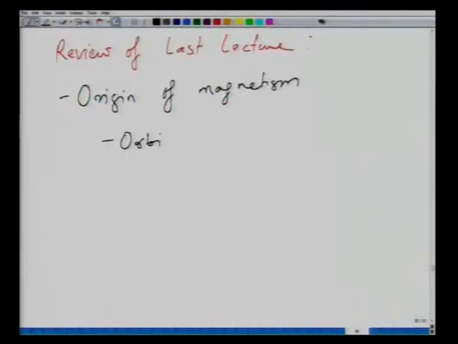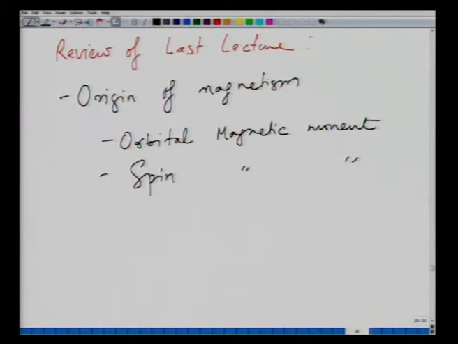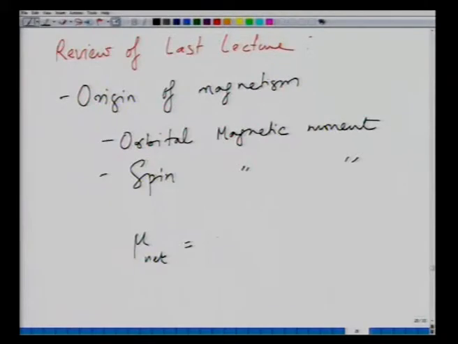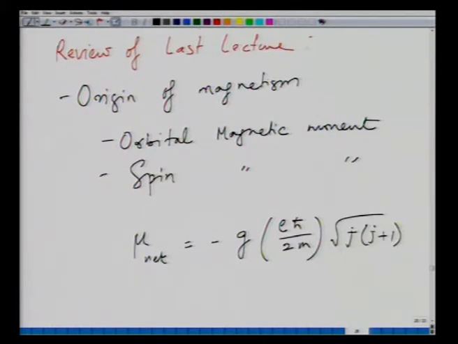One was the orbital magnetic moment, and another was the spin magnetic moment. And the sum of these two in any material gives you the total magnetic moment, which is mu net, equal to minus g times e h cross divided by 2m times root of j into j plus 1. This e h cross divided by 2m is the smallest quantity of magnetic moment, and this is called g mu B, the Bohr magneton, into root j into j plus 1, and this small j is nothing but a characteristic quantum number.